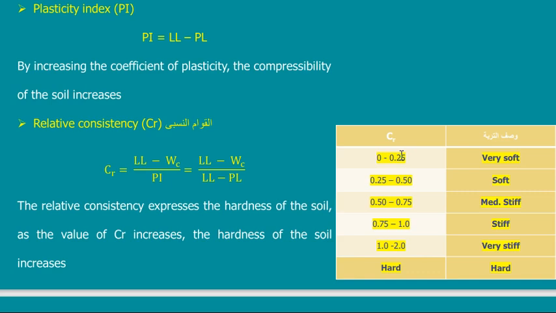How can I know who is correct? They tell me that to be very soft, the value of CR, which is the relative consistency, should be between 0 and 0.25. So now we have something to work with. If I disagree with you on defining whether it is soft or very soft, then we make an experiment. If the number is less than 0.25, then it is very soft. More than 0.25, then it is only soft, and so on. So we are trying to change everything that is subjective into things that are definite, numbers.